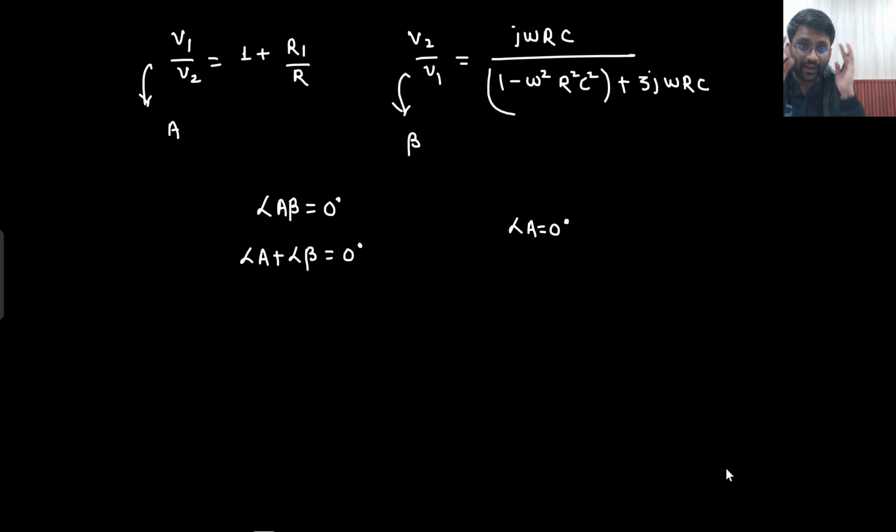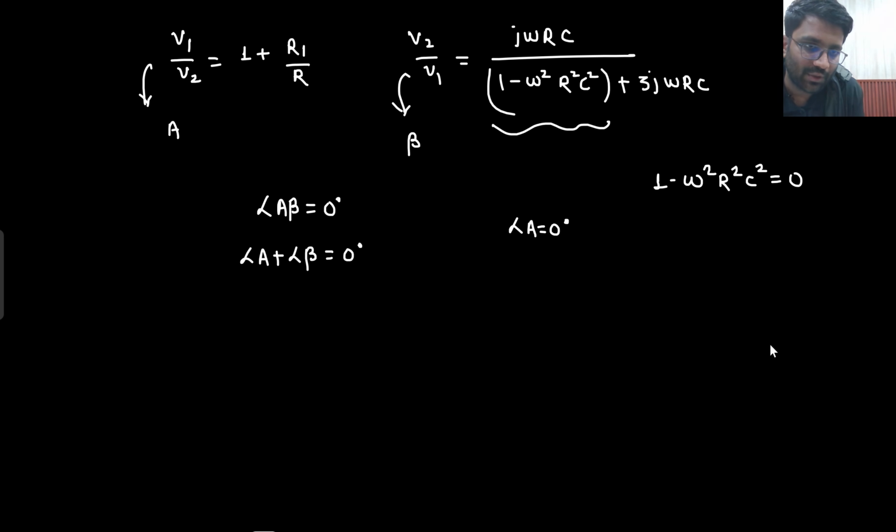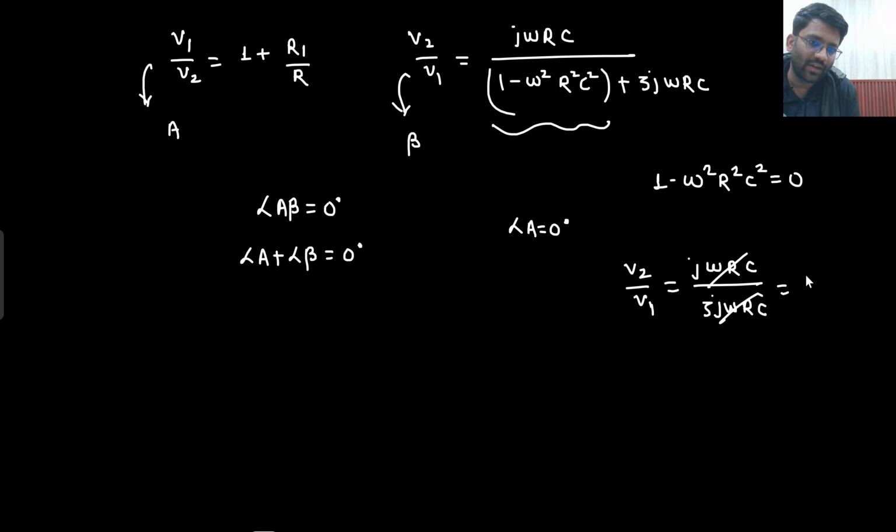But have some patience and just think about it: if this particular thing, 1 minus omega square R square C square, goes to 0, then what will happen? V2 by V1 would become j omega RC divided by 3j omega RC. Then this and this will get cancelled out. It will become simply 1 by 3. How much angle is it providing? 0 degree. That means if I put this equal to 0, then my job would be done. I will get 0 degree angle.